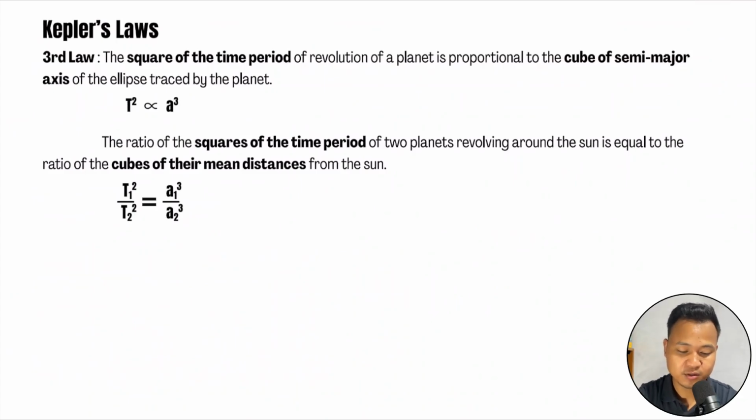And the third law, numerical questions are often based on the third law. The third law states that the square of the time period of revolution of a planet is proportional to the cube of the semi major axis.